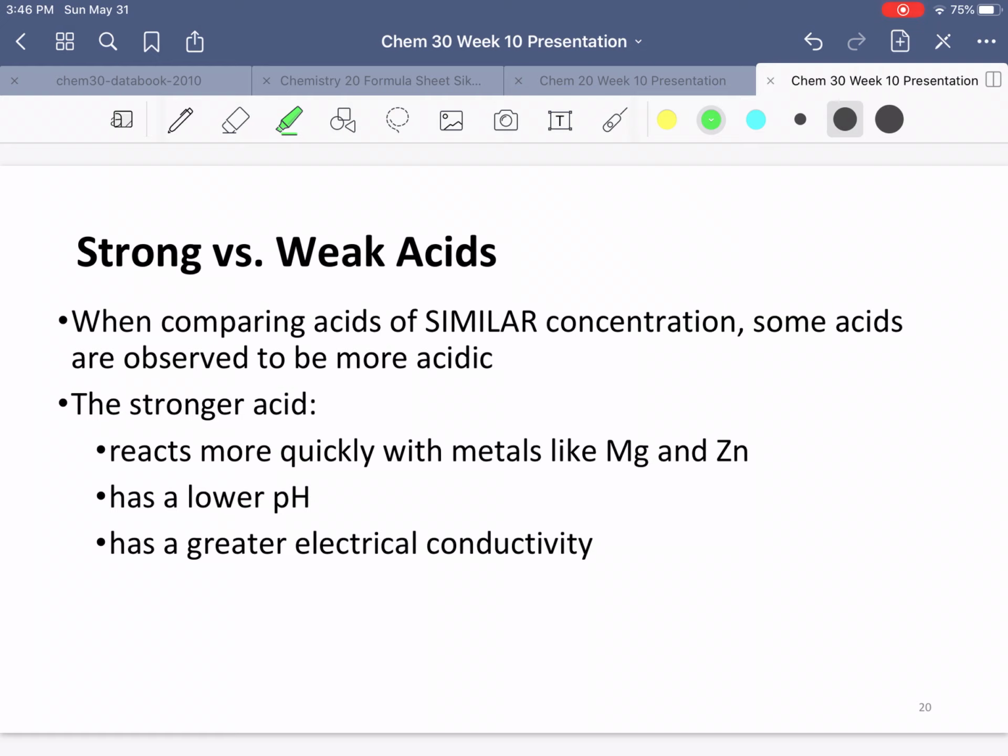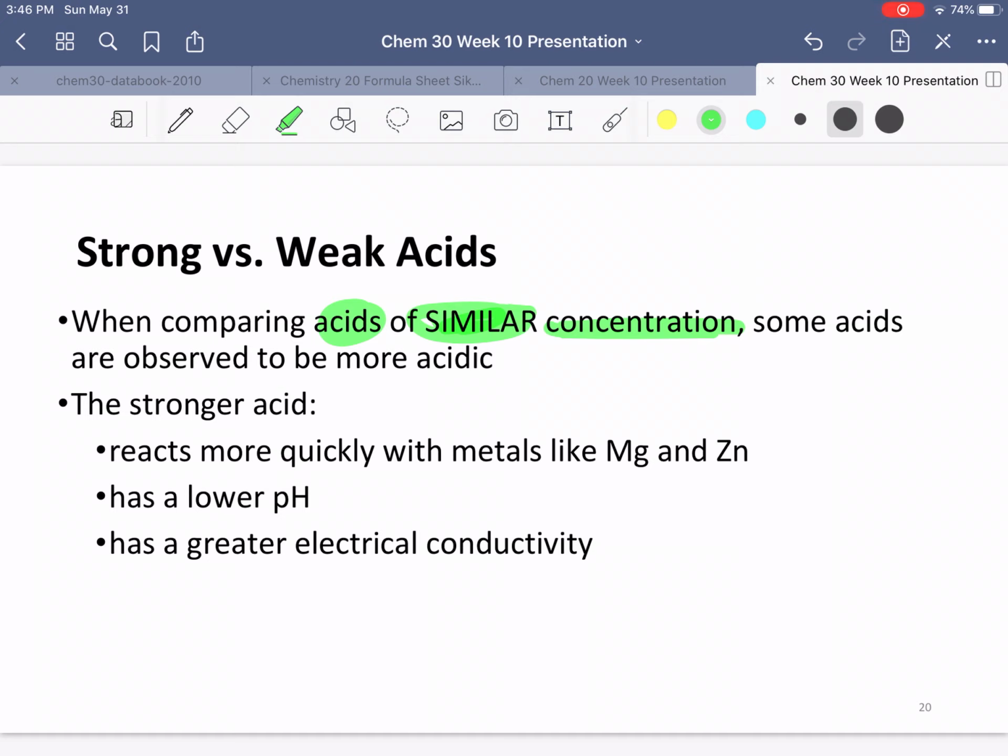Strong versus weak acids. Ultimately, even if two acids have very similar concentrations, like let's say, for example, they both have a concentration of 1.0 mole per liter, regardless of if concentrations are the same, their characteristics often differ. And this is something that has to be explained. So when you see empirical evidence, we're like, wow, why are we seeing this differentiation from one acid to another? Then we have to explain the evidence.